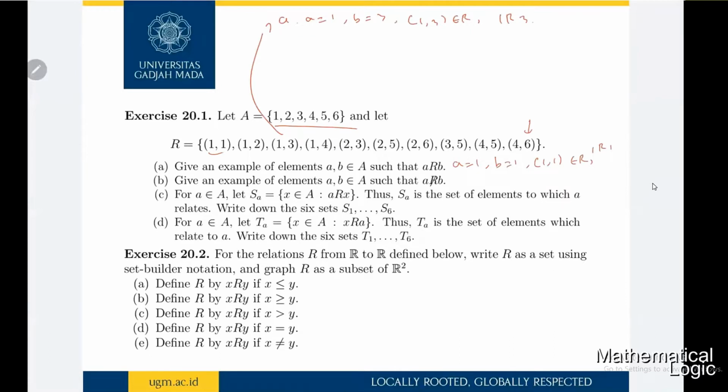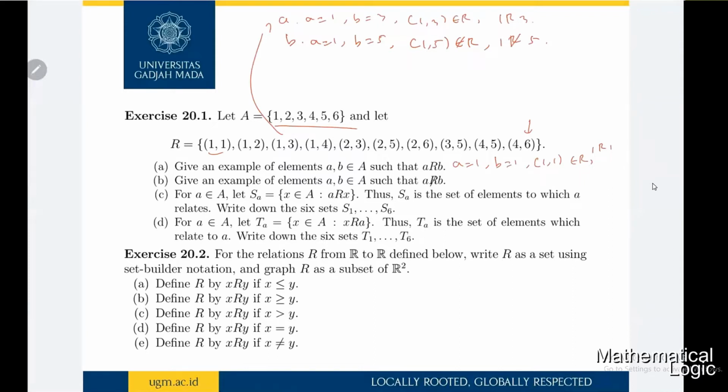So that's another example. And next, for point b, give an example of elements a and b in A such that a is not related to b. So we can check from number 1 first. So we have (1,1), (1,2), (1,3), (1,4), but we don't have (1,5), right? So when a is equal to 1 and b is equal to 5, we have (1,5) is not in R. So that means here, 1 is not related to 5.